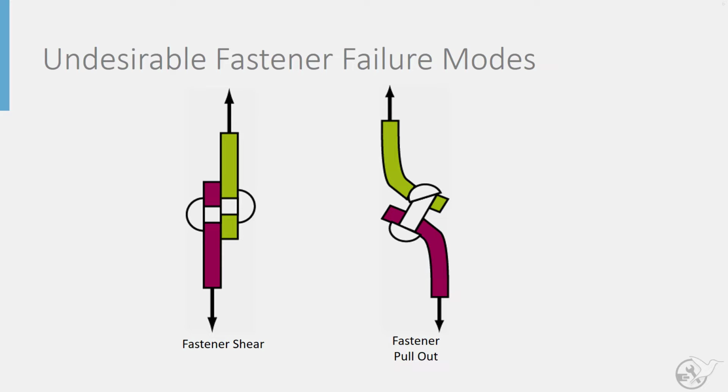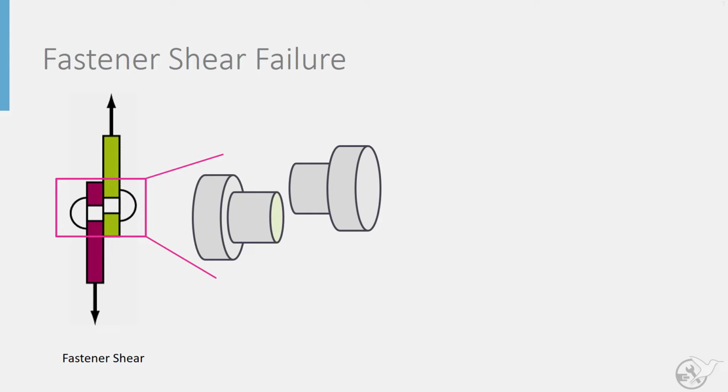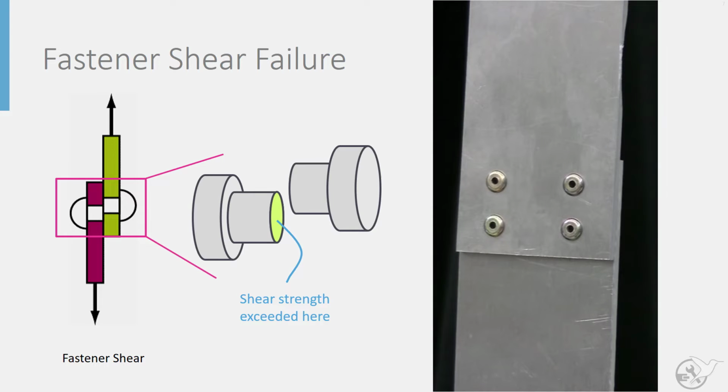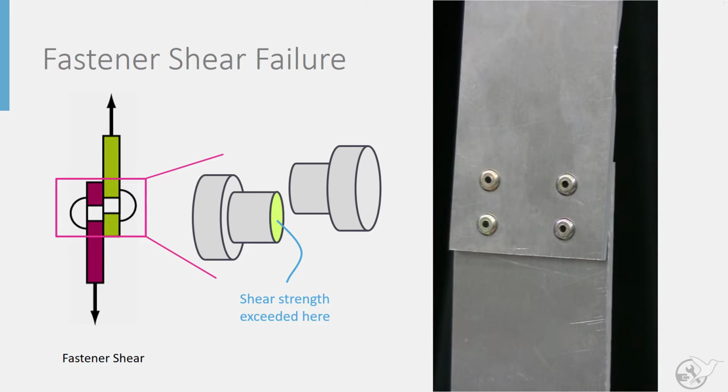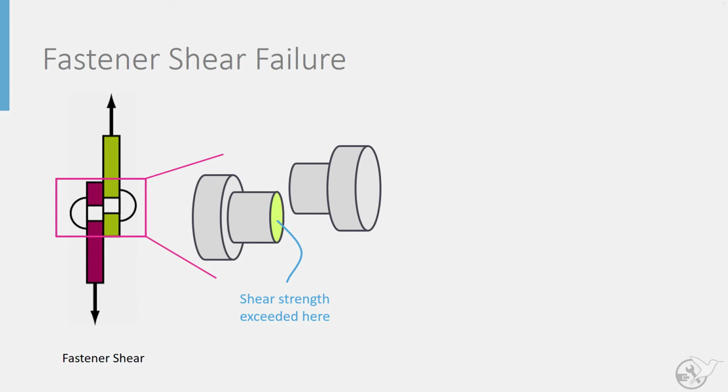First, we will look at the undesirable fastener failure modes. Fastener shear failure occurs when the shear stresses in the plane of the fastener exceed the shear strength of the fastener material. This failure mode is typically unstable, as if one fastener fails, the load on all the other fasteners increases, leading to their immediate failure. Such an unstable failure is another reason why this failure mode is undesirable.